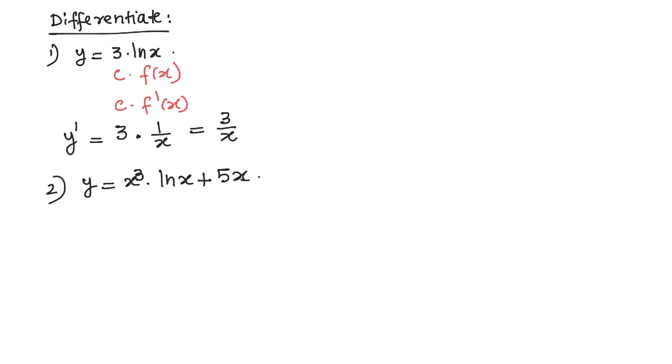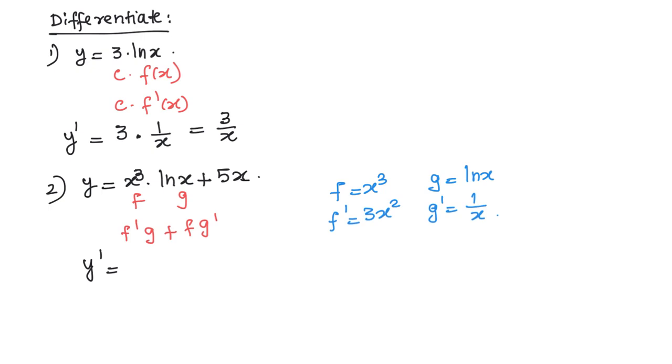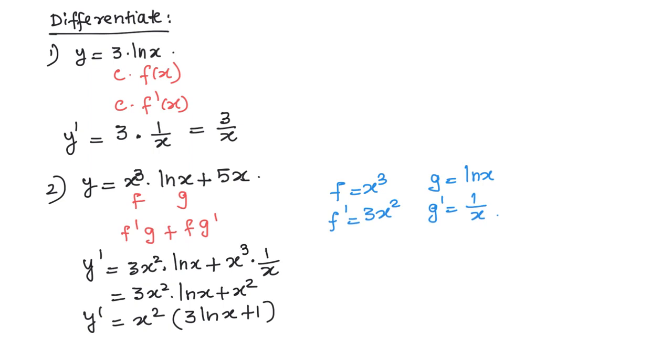So for the first one, we need to apply the product rule. This is f and g. So f prime g plus f g prime. So y prime will be 3x square times g plus x cube times 1 over x. X will cancel and you will get x square. X square is the GCF. Factor that out. The other factor will be 3 ln of x plus 1.